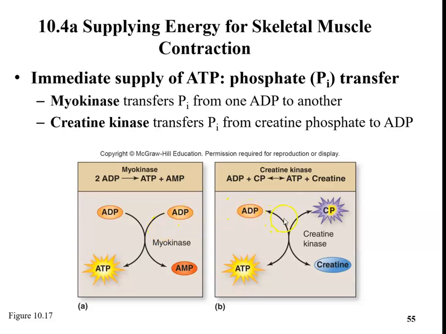Another method muscles like to use is they like to stick phosphate on a creatine molecule and use the creatine molecule as basically a short-term storage site for phosphate. So they'll do that. You come in with creatine kinase, the enzyme, and that's going to cleave that phosphate off of there and produce ATP and creatine, okay? So that's immediate supply of ATP.